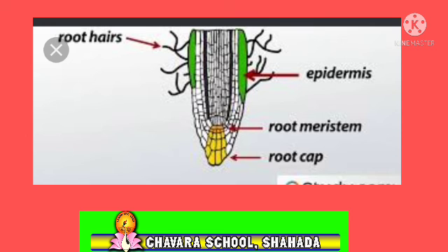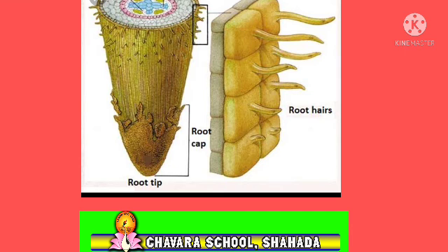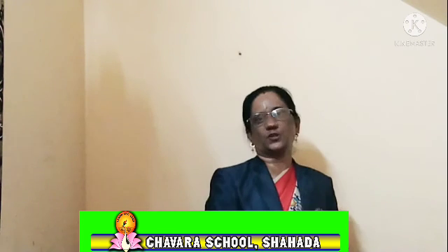And the next one is the cell sap. Already I have told you, sap means the liquid, that solution. So the cell sap in the root hair cell is said to be of a high concentration as it contains more solutes compared to the surrounding soil water. And this promotes water absorption. So dear students, here we completed the structure of root hair with the help of this figure.